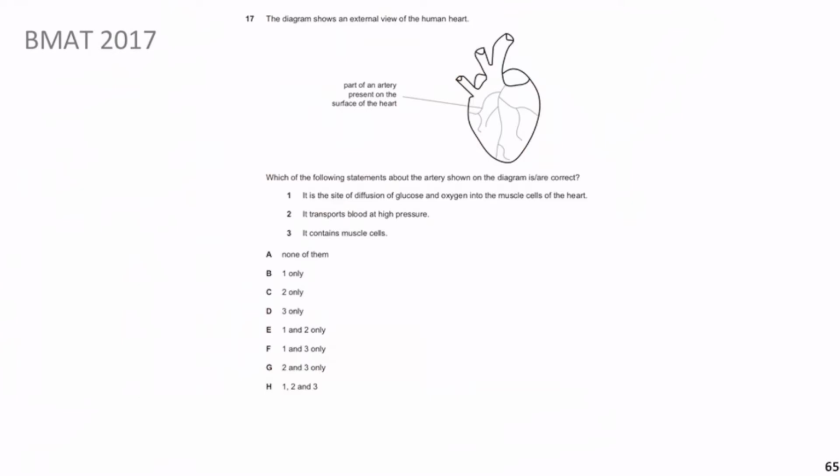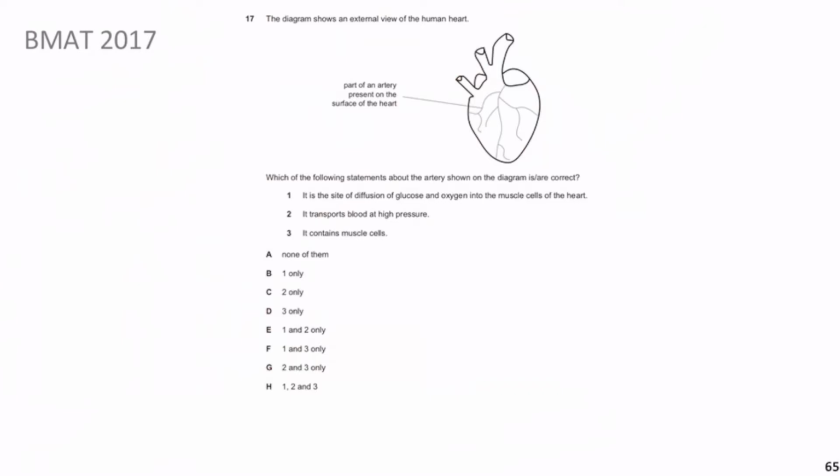It says the diagram shows an external view of the human heart, and then we have an artery present on the surface of the heart. It says, which of the following statements about the artery shown on the diagram is or are correct? So guys, give yourself a minute. Make sure you come back. We're going to be going over the solution.